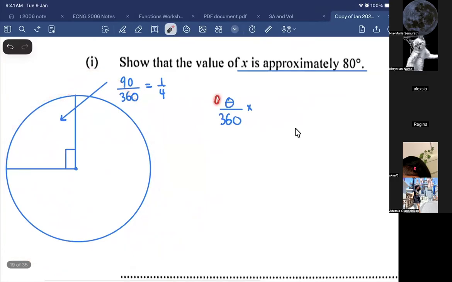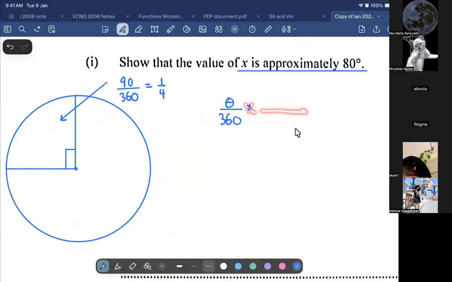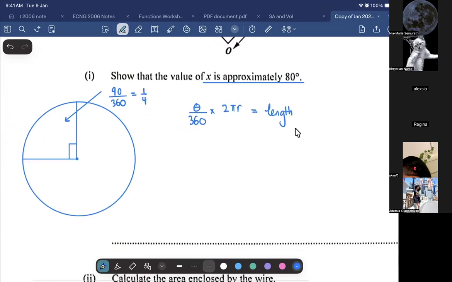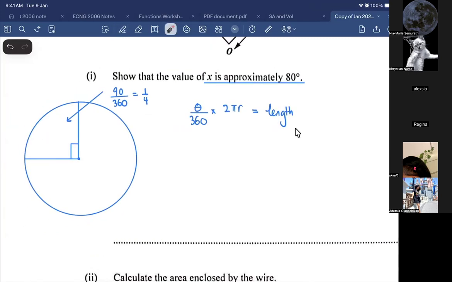So once you find the fraction, you could just find the whole circumference. So what is the circumference for a whole circle? Remind me of the formula, guys. What's the formula for the circumference of a circle? 2 pi r. Right, 2 pi r. And what do you think this formula would give me? Now, let me think about this real carefully, guys. Think logically.